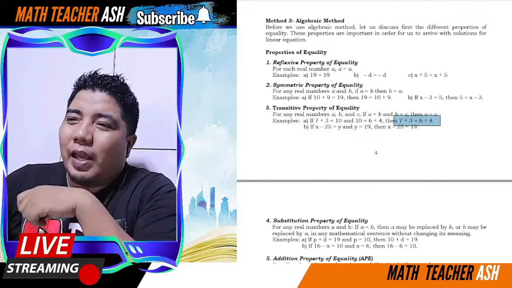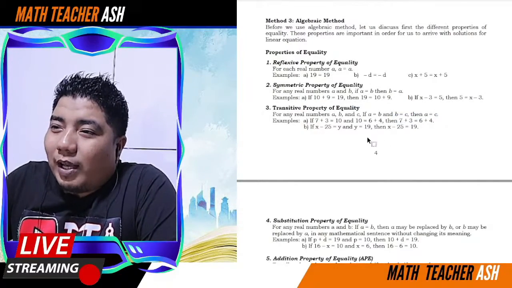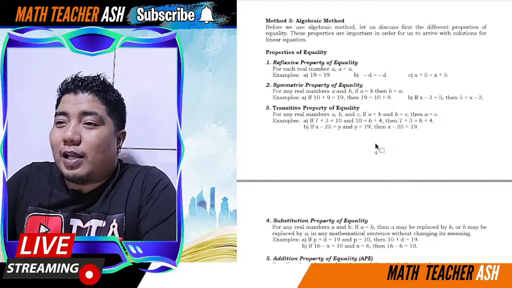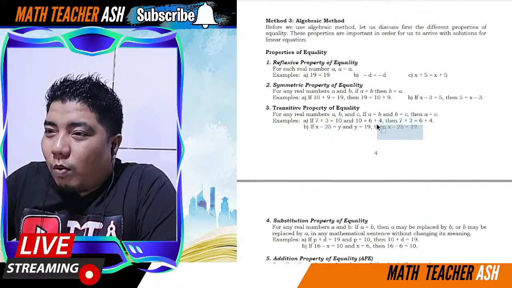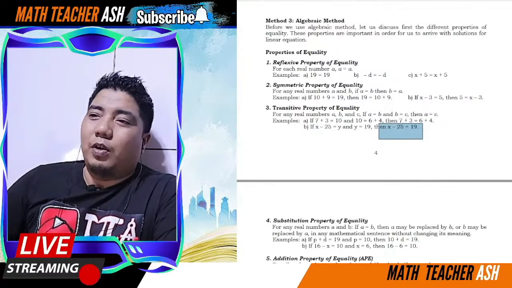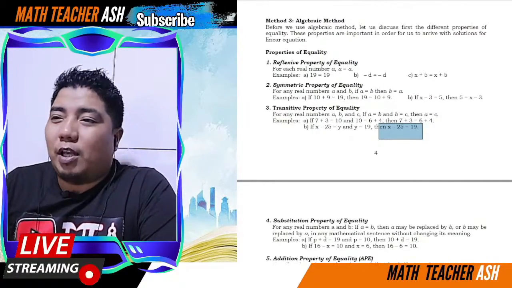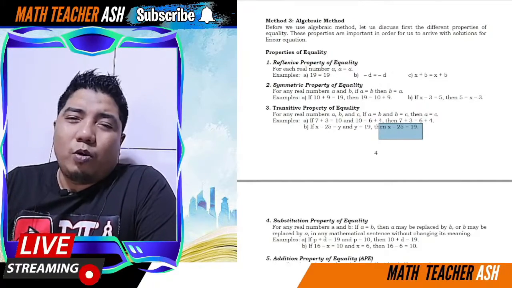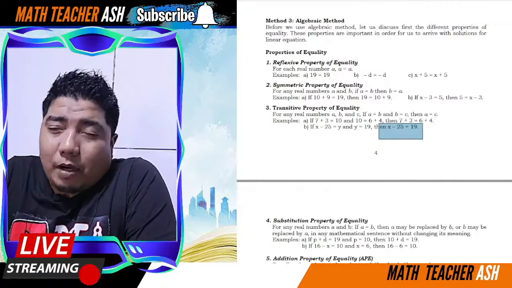So we have here x minus 25 is equal to y. And y is equal to 19. Therefore, we can say that x minus 25 is equal to 19. Okay, so it's an example of a transitive property of equality. So, no need to memorize talaga ito. At least, alam mo lang yung concept ng mga properties.